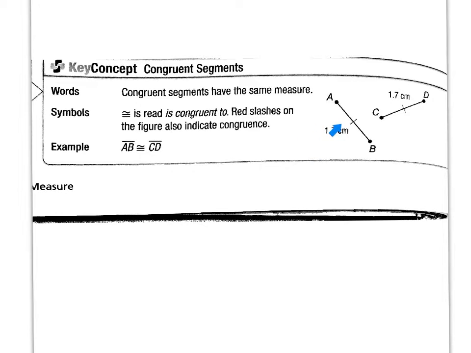Because the measures are equal. Okay, so when we talk about equal, we're talking about values, number values. When we talk about congruent, we're talking about the actual shape itself.